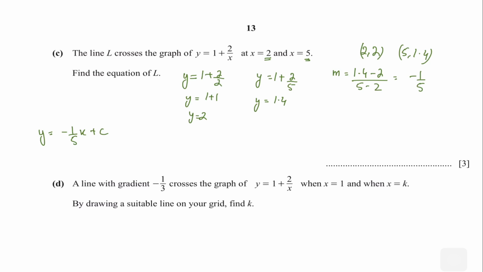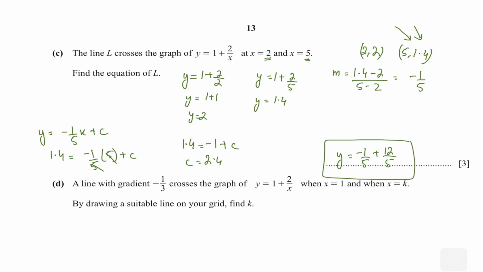Now let's find out the value of c by plugging in this point 5 comma 1.4, so that the x can get cancelled out. 1.4 is equal to minus 1 upon 5 in place of x, plus c. So this gets cancelled out, and 1.4 is equal to minus 1 plus c, and c is equal to 2.4. So the equation is y is equal to minus 1 upon 5 x, and actually let's figure out the fractional value of 2.4. So 2.4 is equal to 12 upon 5. So this is the equation of line L, which will cut the graph at x equals 2 and x equals 5.